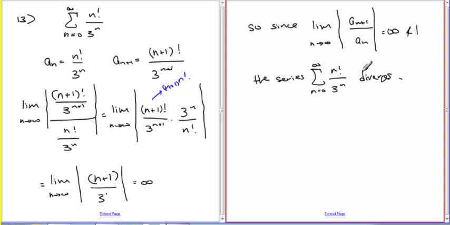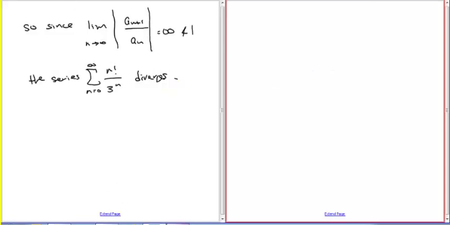So let's just check that. 13 diverges. Oh, and I did that right. Okay, let's go to the next one, which would be 16.